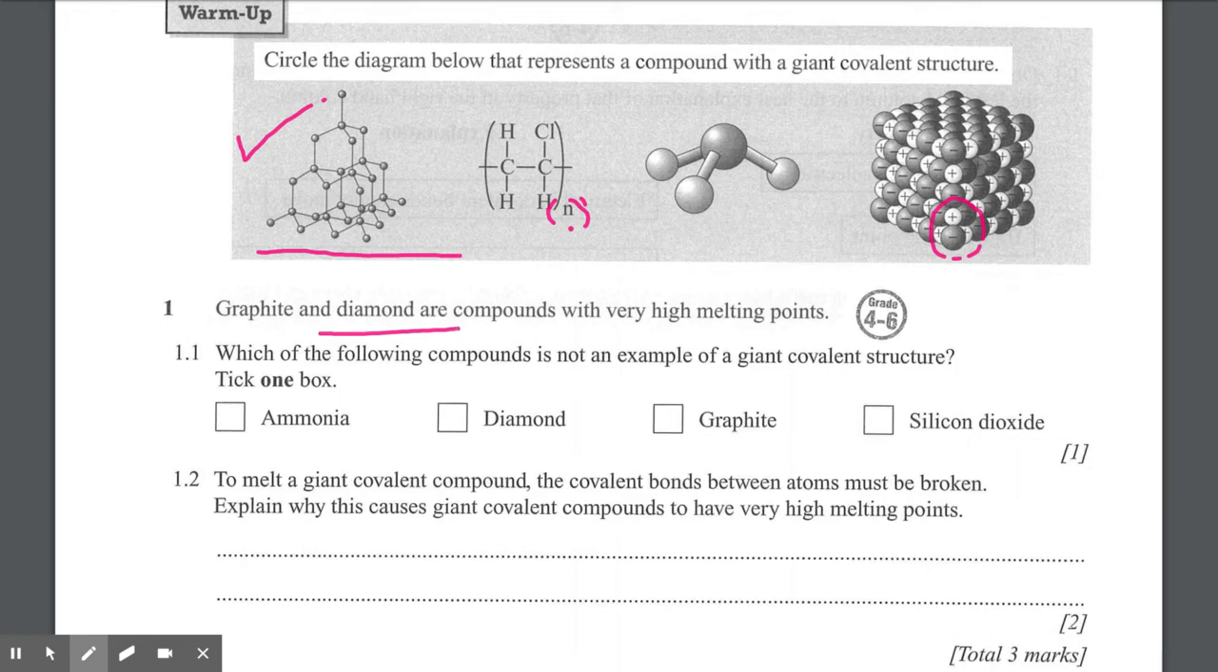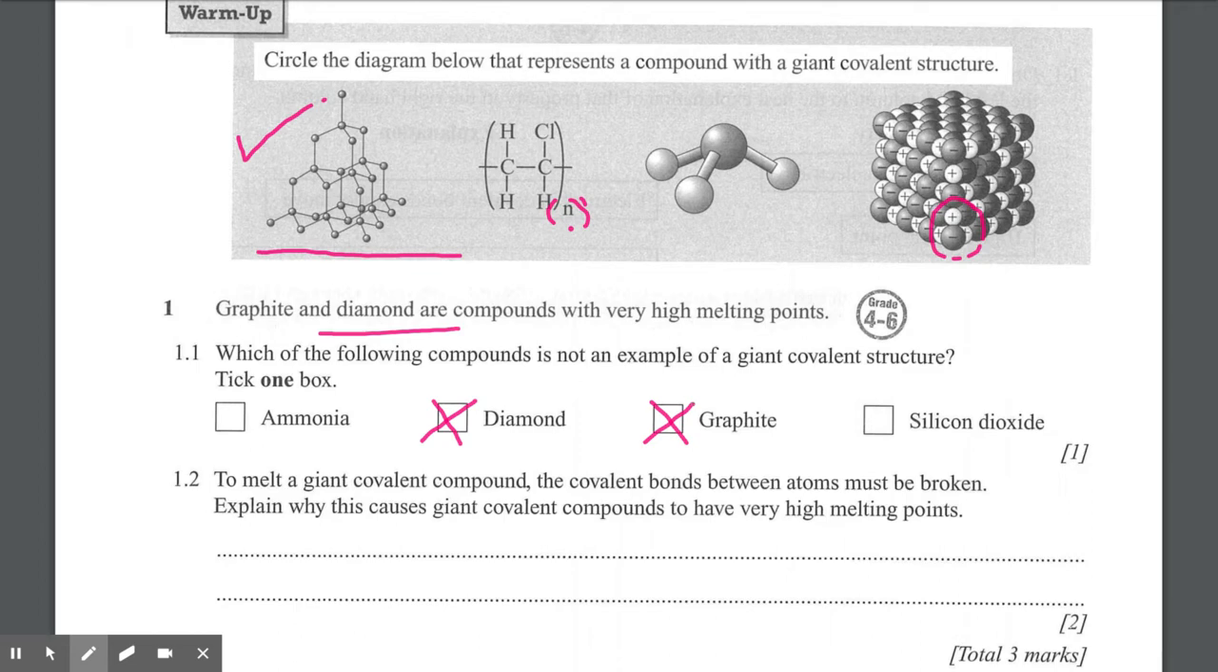And so which of the following compounds is not an example of a giant covalent structure? Well, obviously, a giant covalent structure will have a high melting point. That's one of the key ideas about what their structure allows them to have in terms of physical property. And so diamond and graphite themselves are probably not the answers to that question, which gives us two other possibilities, one of which is silicon dioxide, the other of which is ammonia.